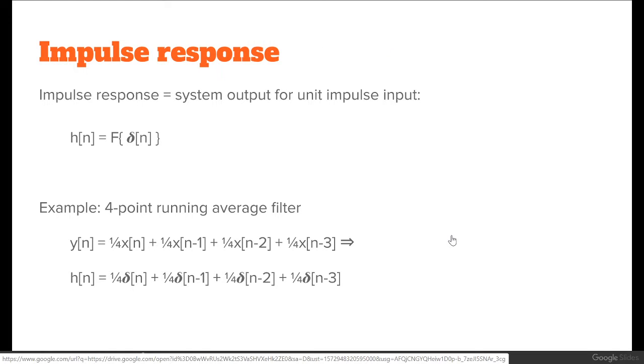Okay, first, the most important property is basically the impulse response. It answers the question: what is the output for a unit impulse input? For example, for a 4-point running average filter, it's the data which is defined by those filter coefficients.